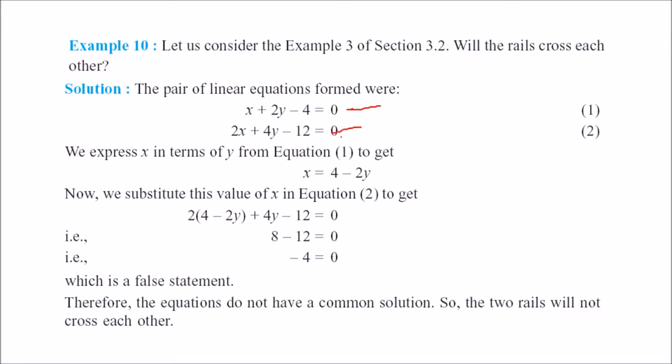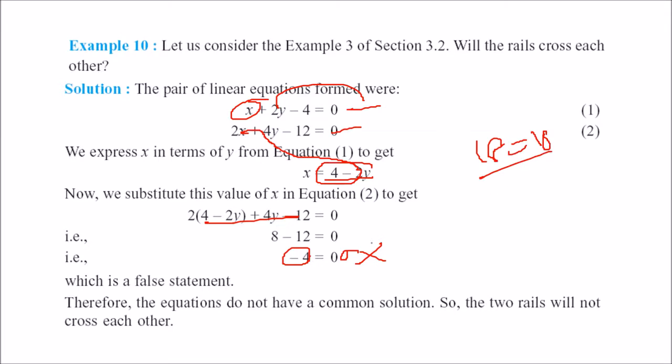One more example we are going to take. These are two equations. Let us solve it by substitution. x in terms of y comes here. So 4 minus 2y, place 4 minus 2y in place of x here. Solve it, we get minus 4 equal to 0. So this is wrong. It is not similar to what we got, 18 equal to 18, in the earlier example. So when this comes, that means it is a false statement. That means it has no solution.